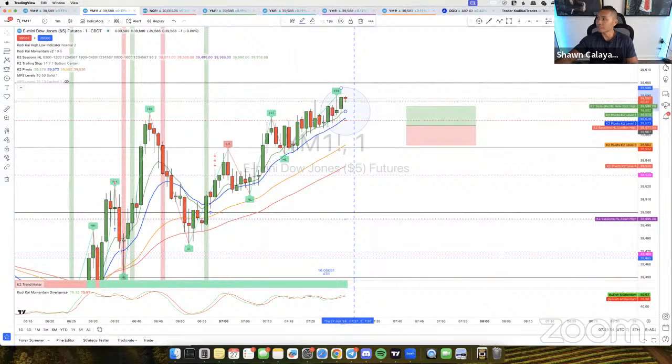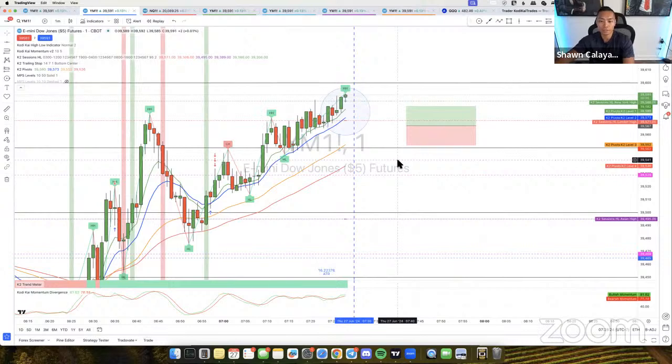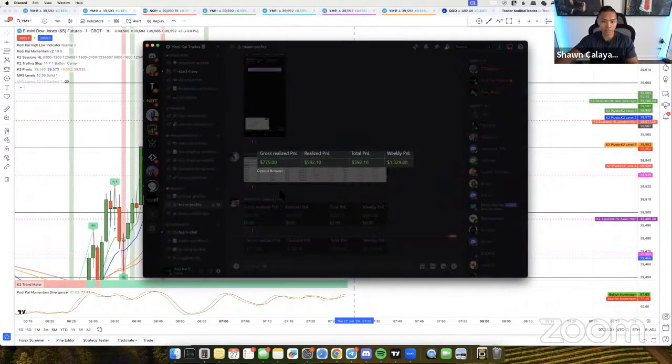Rashida said, I think I'm going to come over to the dark side with a copier. The copier just makes things so much easier, Rashida. I know it's more risk, but if you're confident with your trading, then the copier is nice because you can see over here my profits. So we got some more profits here from Jonathan. He locked in 775 for the day, all wins, and a total profit of 1,329 for the week. Nice work, Jonathan.